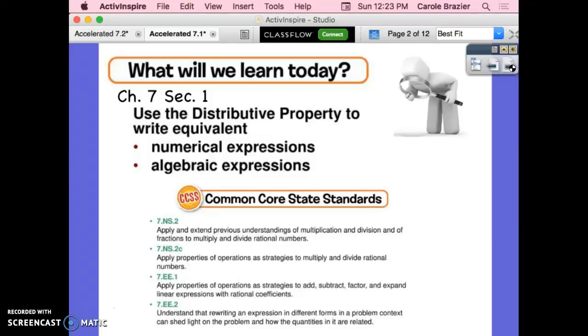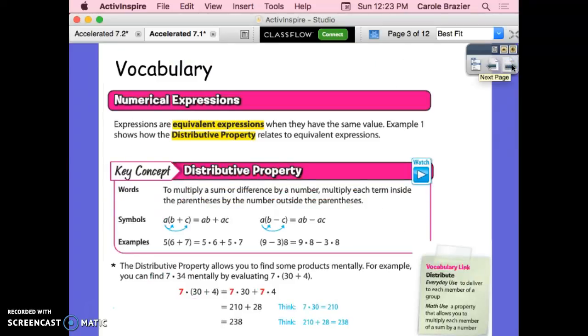So in your notes, make sure that you know that equivalent expressions have the same value. So it doesn't matter which order they go in as long as they end up being the same. And that the distributive property is what gives us those equivalent expressions. So what we're really going to be doing is taking that outside number of the quantity and multiplying it by each of the numbers inside. And then we'll be adding at the end or subtracting or whatever it tells us to do.